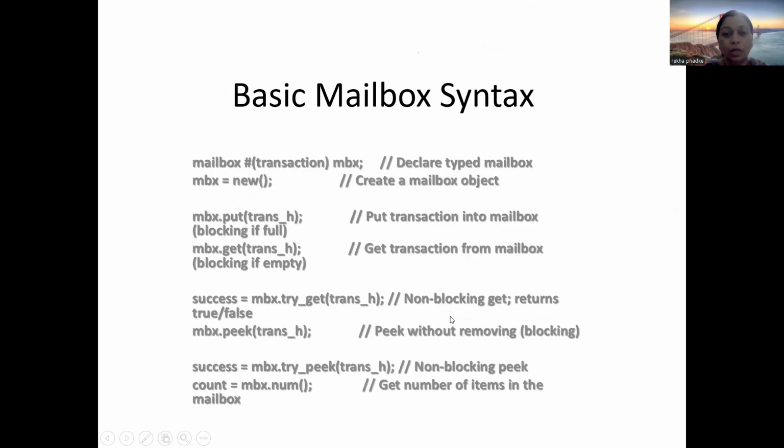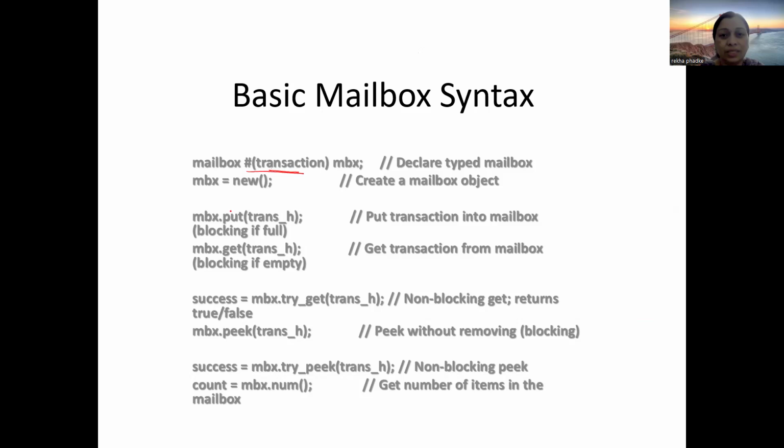Okay, so basic mailbox syntax. What are the different mailbox syntaxes one can use? If you want to create a mailbox, you have to use the new operator, so that creates the mailbox object. But before that, a mailbox can either be typed or untyped, as I said. Here we have #(transaction), which is a typed mailbox. That means this mailbox can put or get data of type transaction. And this transaction can be representing a class object.